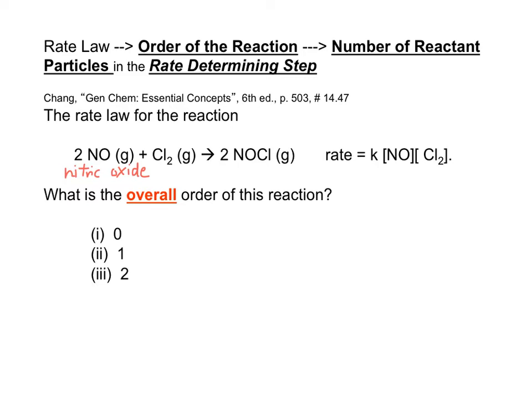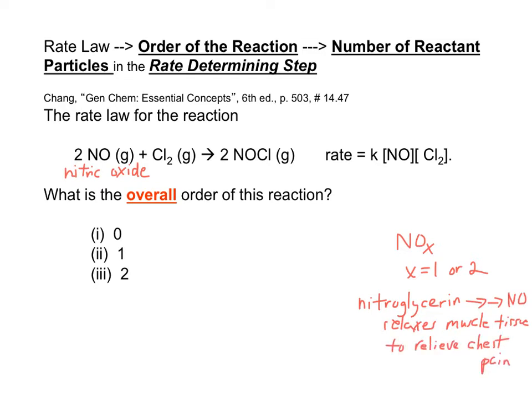Nitric oxide, NO, is involved in quite a few processes. It is produced in combustion reactions in car engines as one of the NOx pollutants. It is the molecule that relaxes heart muscle tissue when a heart patient is given nitroglycerin. It's also involved in a very popular drug to relax another type of muscle tissue. In this reaction, nitric oxide reacts with chlorine. Here is the experimentally determined rate law.